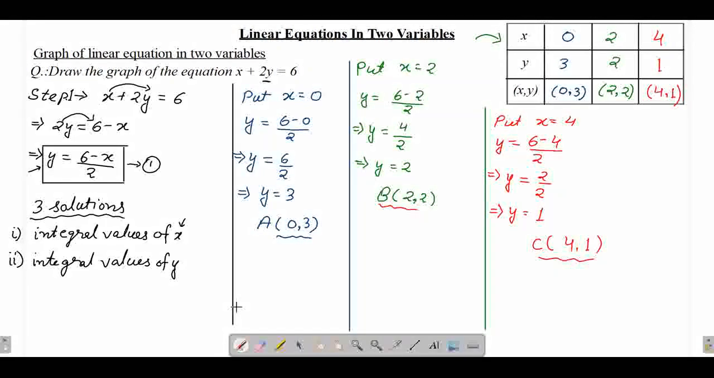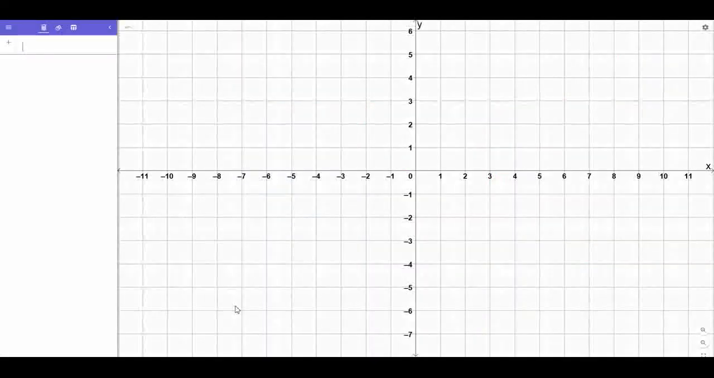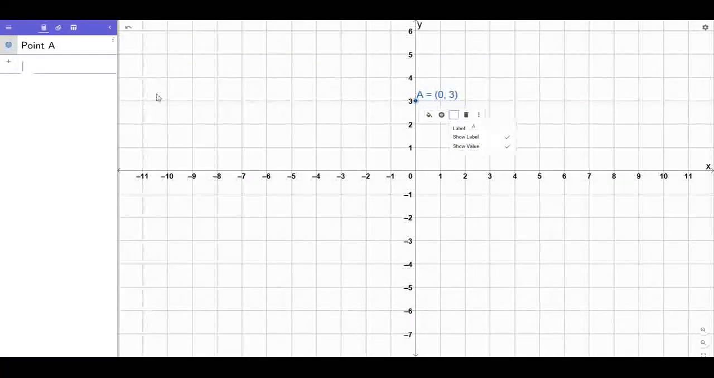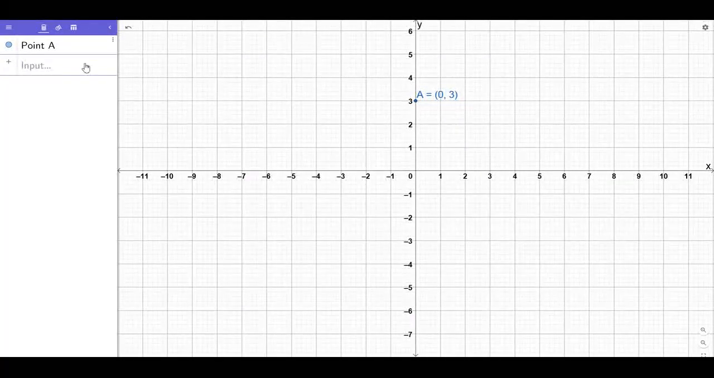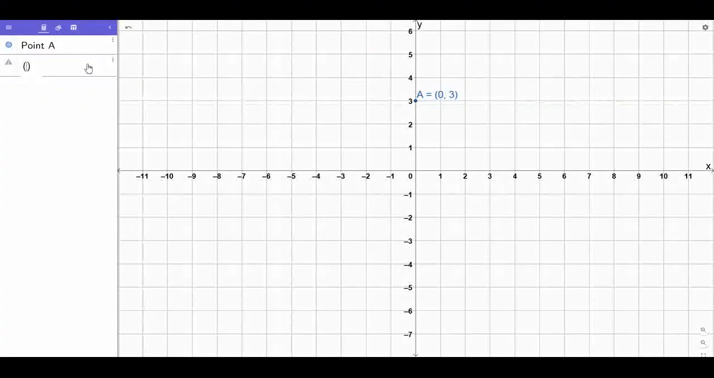We'll start with the first point, that is 0 comma 3. So let us plot the first point 0 comma 3. You can see here the first point is 0 comma 3. Then the second point was 2 comma 2. Let us take that also.